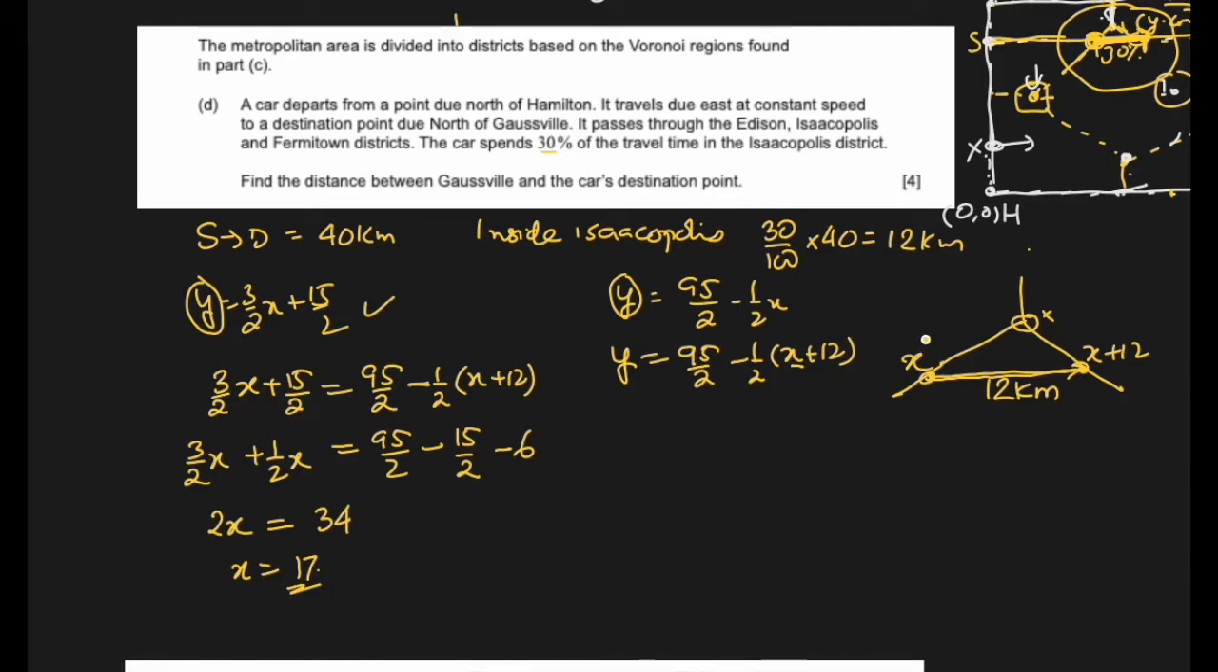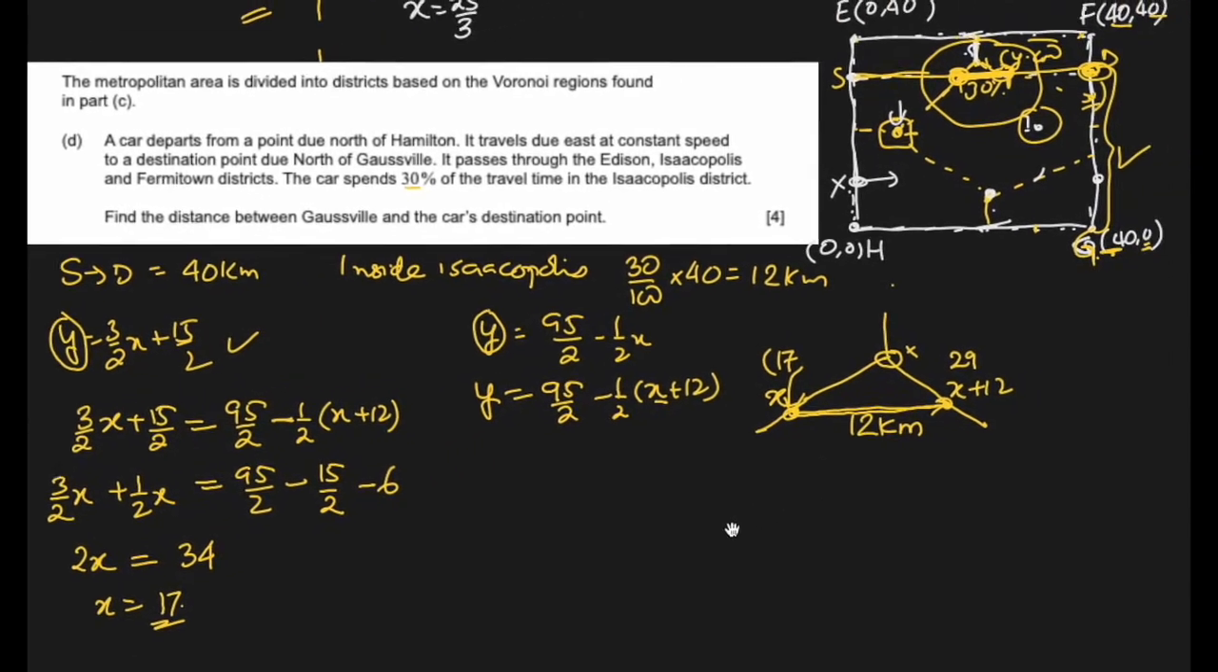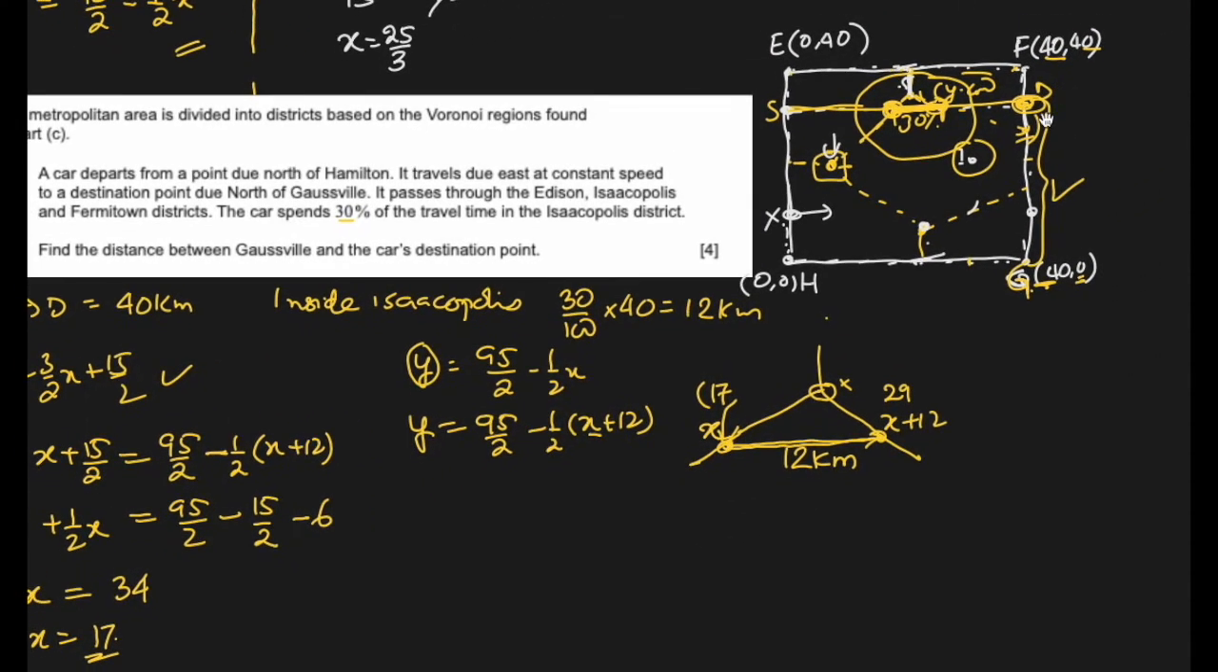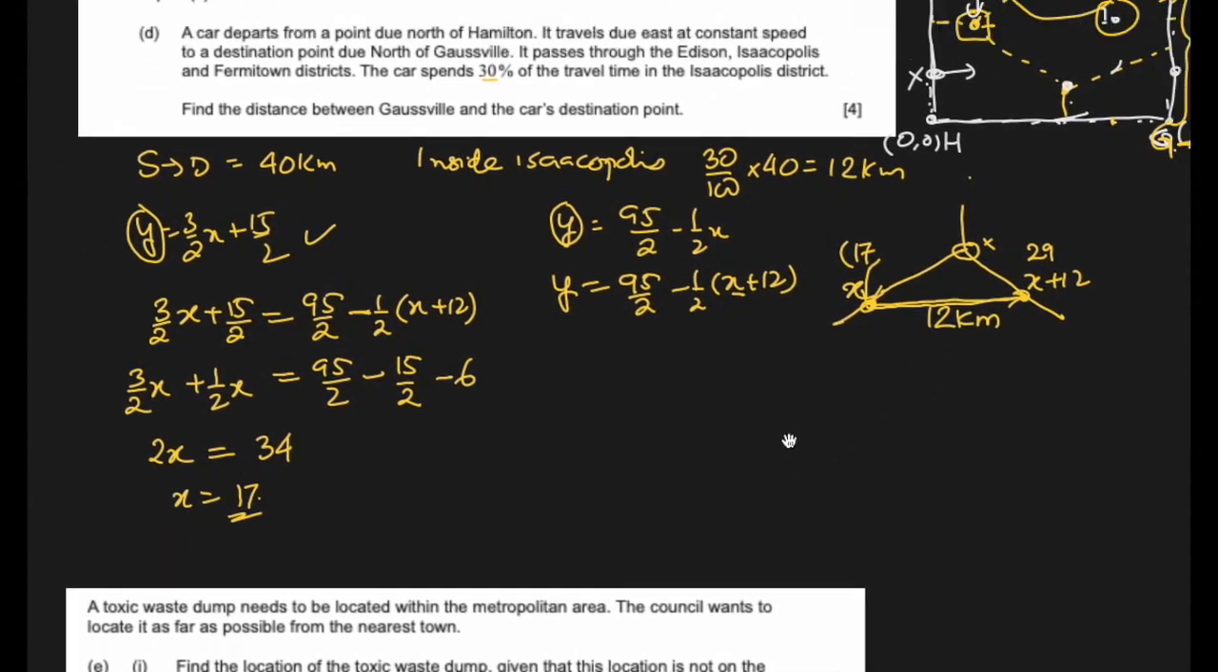That means the x coordinate here is 17. Y coordinate we'll find out. Here it will be 29, from 17 plus 12, 29, right? Now let's find the y coordinate, which is actually our requirement here, so that we find the y coordinate of this point as well, which is north of Gaussville.